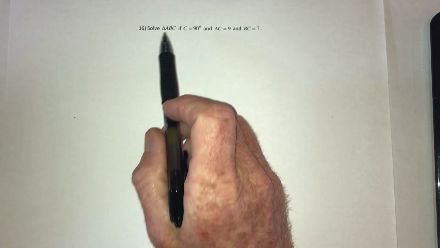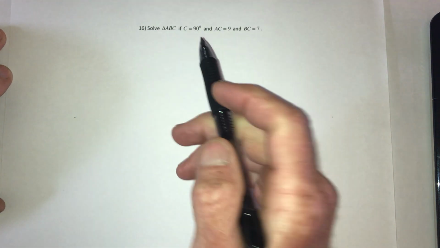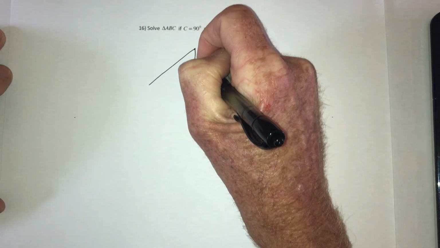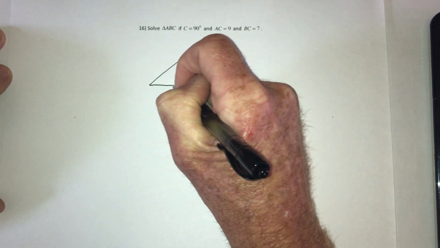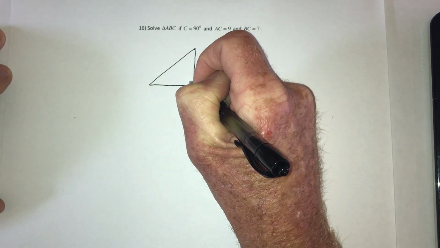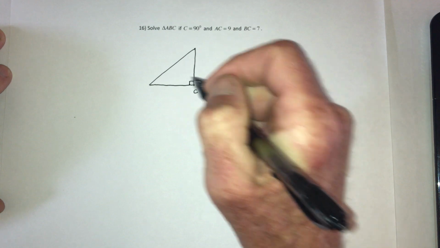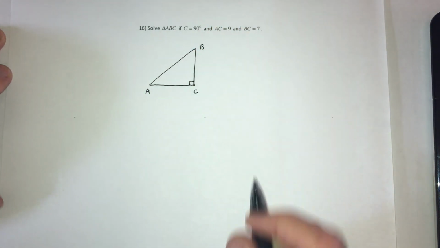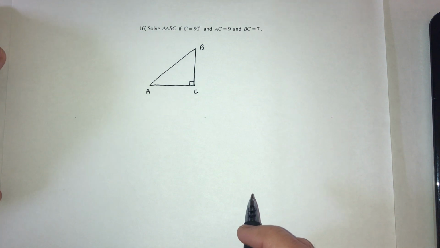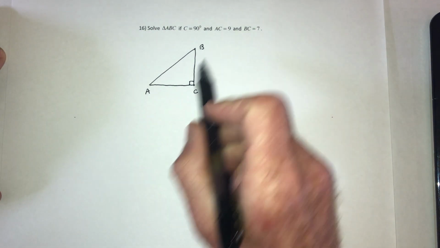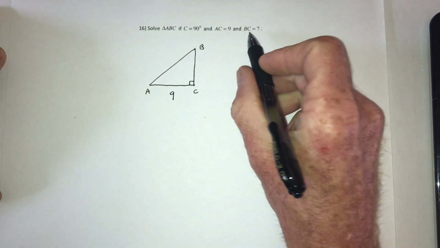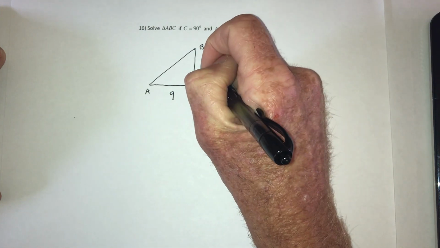Podcast number 16 is also solve a triangle. With this one, we've got triangle ABC, and C is the right angle, so this one will be C, and I can put A and B on the other two vertices. Now this is saying the length from A to C is 9, and the length from B to C is 7.